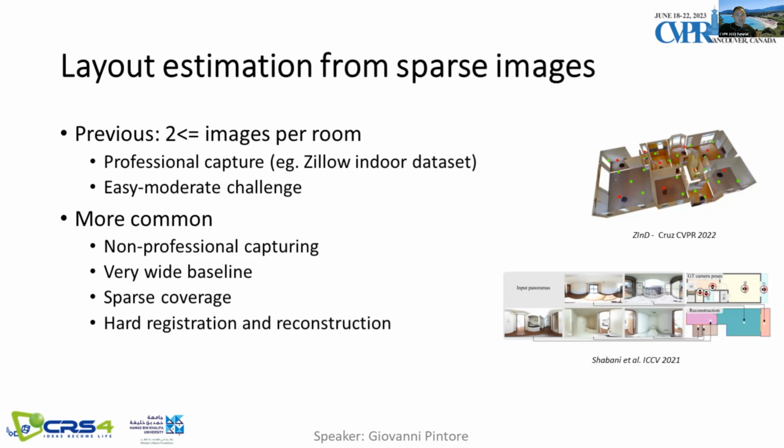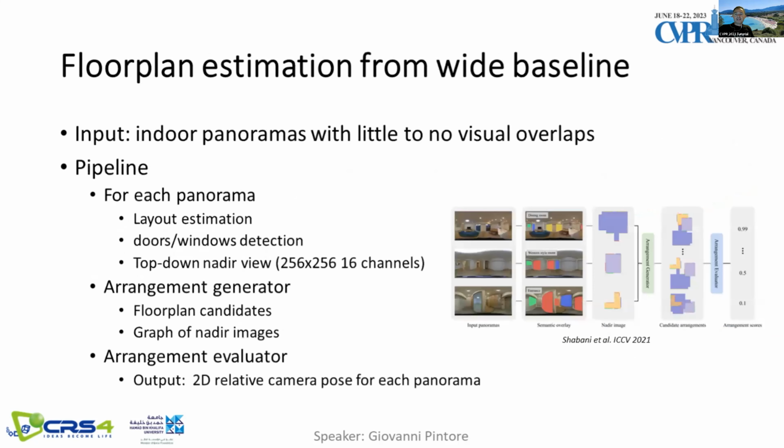Such sparse coverage makes it hard for structure from motion to detect the relative panorama poses. This step tends to fail also for sparsely captured panoramas with a wide baseline. However, it's also possible, even if structure from motion doesn't work, to obtain a compelling reconstruction with panoramic images, as we are going to see in the next slides.